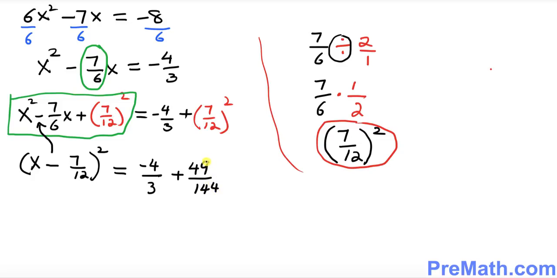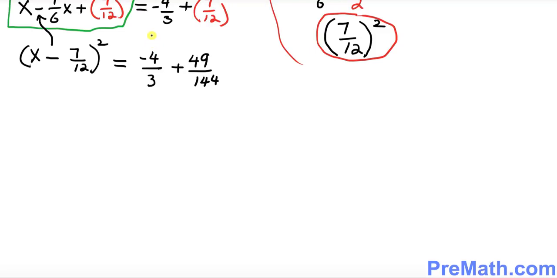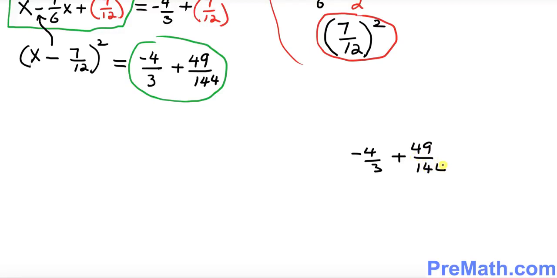144. Now what we're going to do next is simplify these two fractions. How are you going to simplify them? Let me show you an easy way. -4 over 3 plus 49 over 144, isn't it? So let me show you an easy way. I want you to do the cross multiplication.